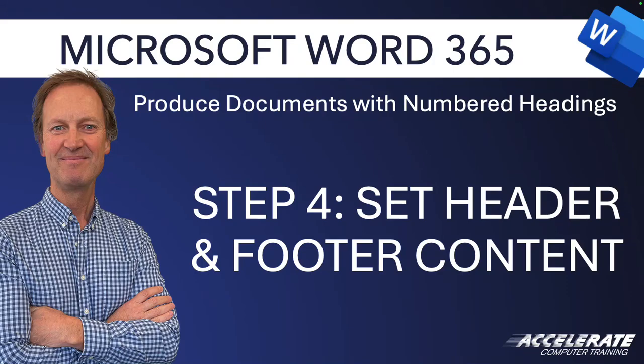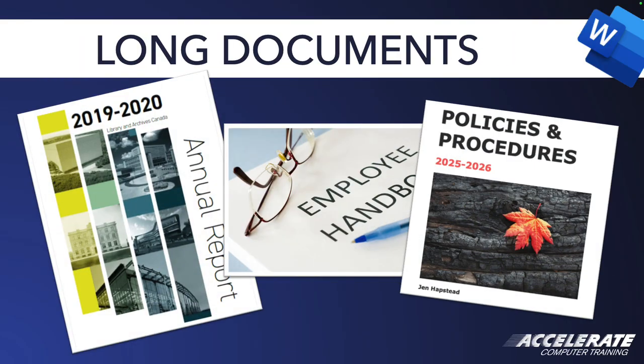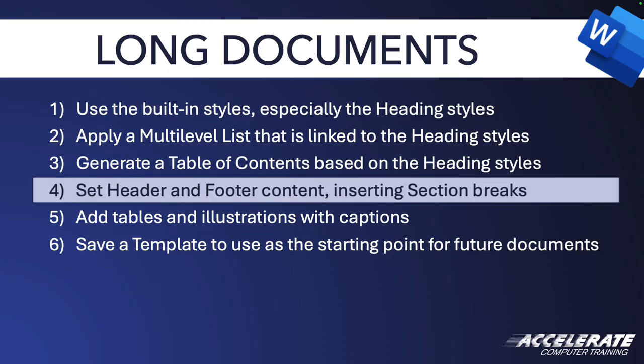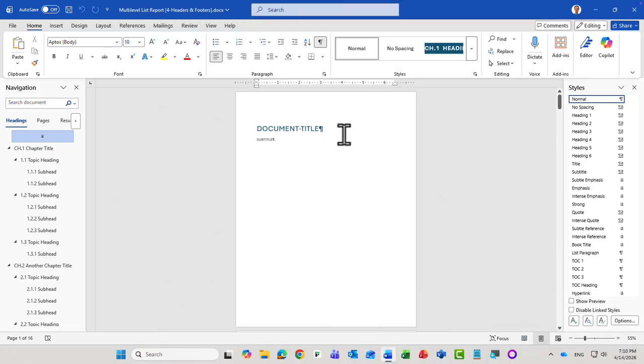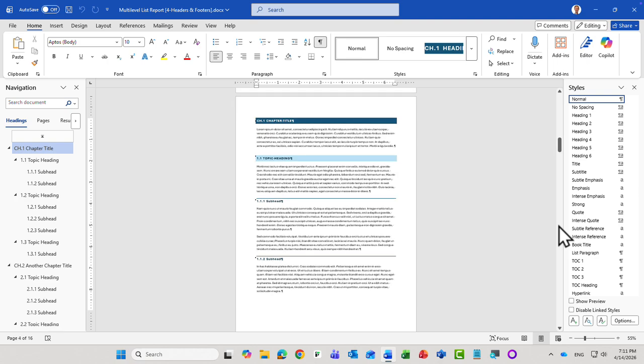In this series of videos, I'm teaching you how to use Microsoft Word 365 for Windows or Mac to produce long documents, anything that needs numbered headings, in a way that lets you easily rearrange and reformat. Here are the steps I recommend, and in this video, we'll be covering Step 4, Set Header and Footer Content, Inserting Section Breaks. In the previous video, we generated this table of contents automatically using heading-styled paragraphs.